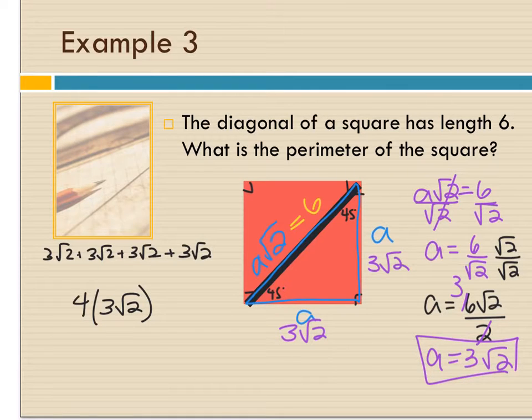So with square roots, if there's 2 numbers on the outside, I can multiply them together. So this becomes 12 root 2. If I'm adding, then the root stays the same, and I add the coefficients on the front. So it would be 3 plus 3 plus 3 plus 3, or 12 root 2.